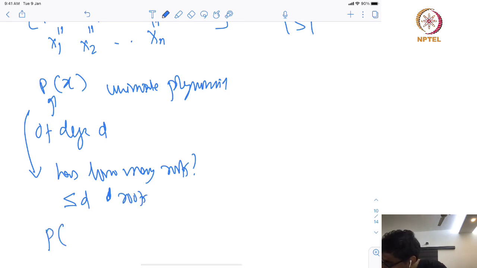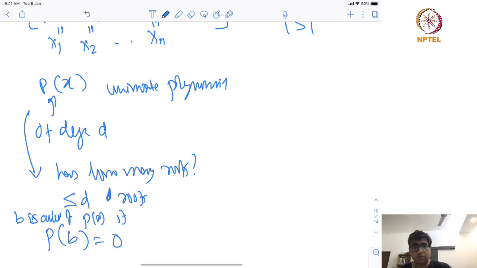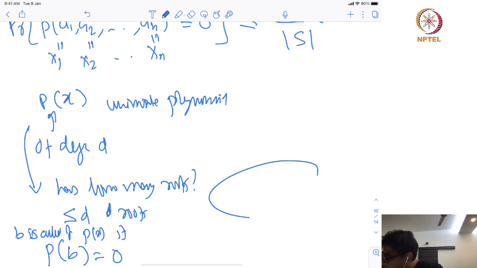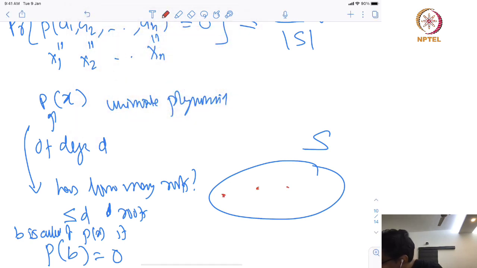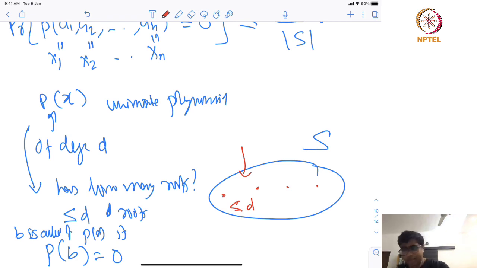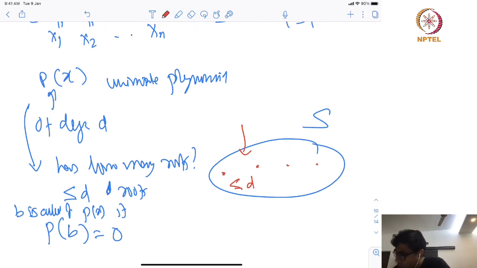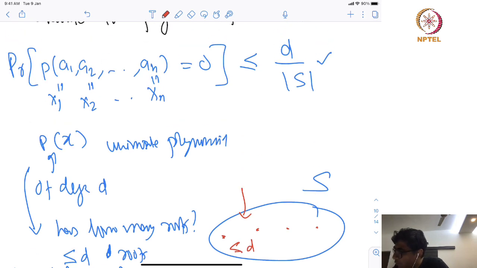Basically, b is called a root of p(x) if p of b equals 0, right. So, we know that it has at most d roots, then definitely if I pick a set S, at most d points from it will evaluate p to 0. So, if S is very large compared to d, then the chances of hitting these roots are very low. Those people who know this theorem will know that for a univariate polynomial this is obvious.